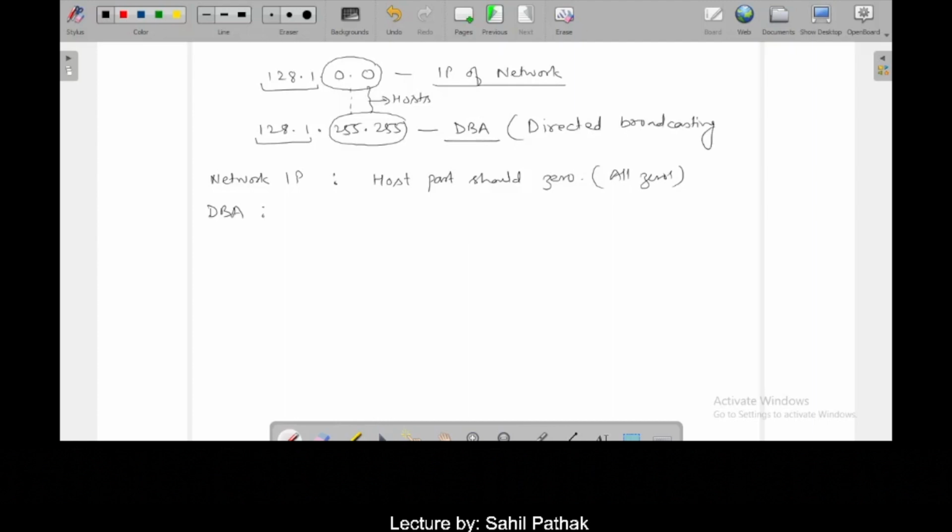So, directed broadcasting address. For a directed broadcasting address, the host part should be all 1s. That is, if I fill it with all 1s, that will give you 255.255. And this is the network ID part, which we cannot change.